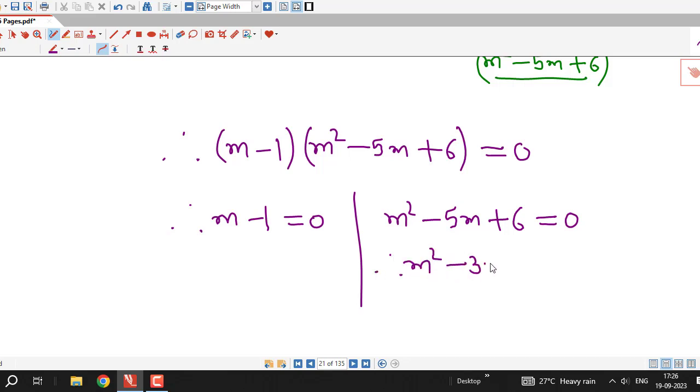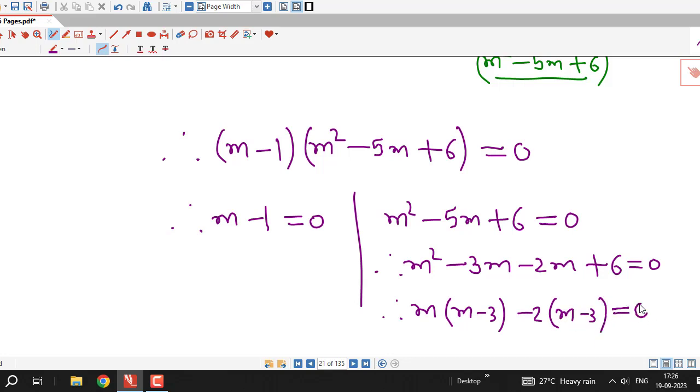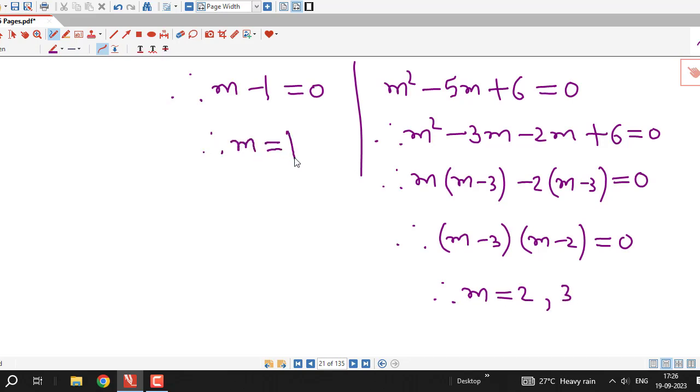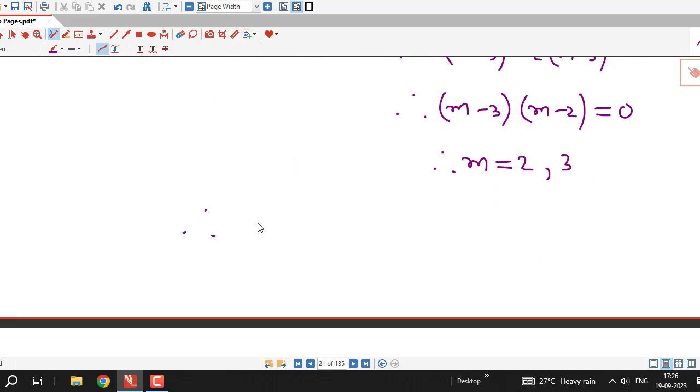I can rewrite 5m as minus 3m minus 2m, so m square minus 3m minus 2m plus 6 equal to 0. Therefore, m times m minus 3 minus 2 times m minus 3 equal to 0, and therefore m minus 3 times m minus 2 equal to 0, and this gives me two values of m, 2 and 3, and from the other factor we obtain m equal to 1. Therefore, the roots of auxiliary equation are 1, 2 and 3, and all are distinct.